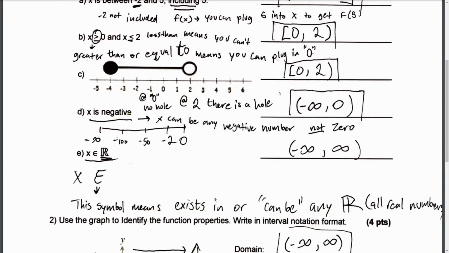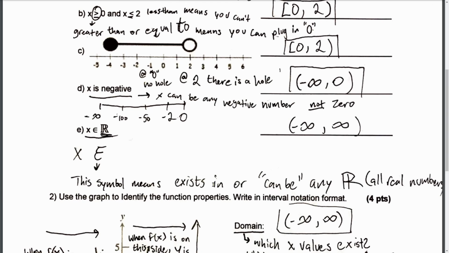D says x is negative, so this means that x can be any negative number that is not 0, so the interval would be from negative infinity to 0, parentheses on both. So this symbol is epsilon. This symbol just means that there exists or that there can be any x in the domain for all real numbers. So the interval would be from negative infinity to positive infinity.